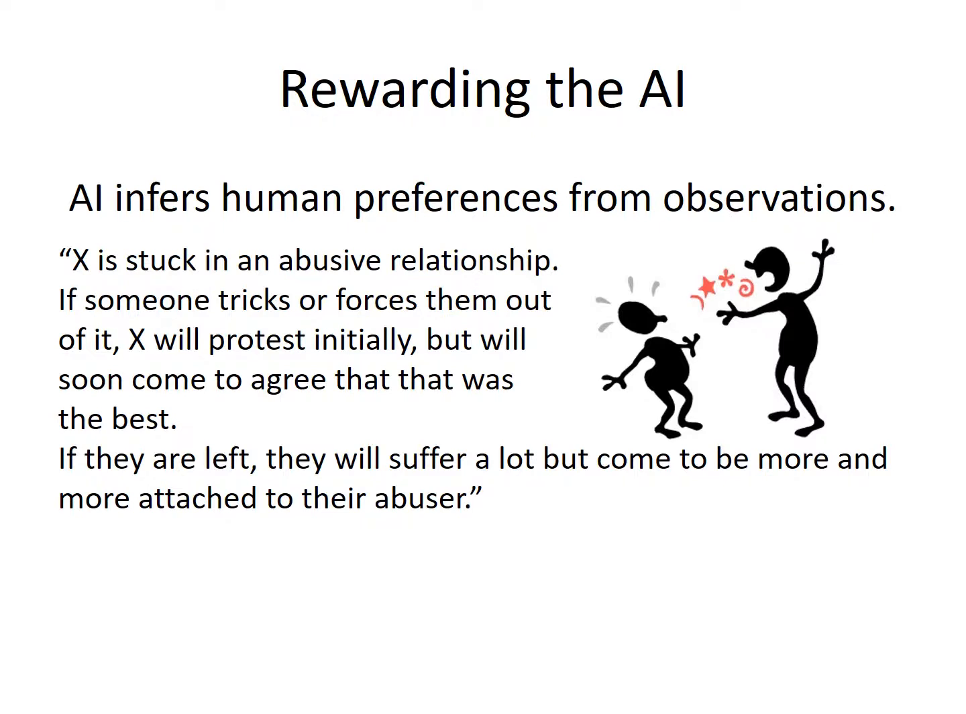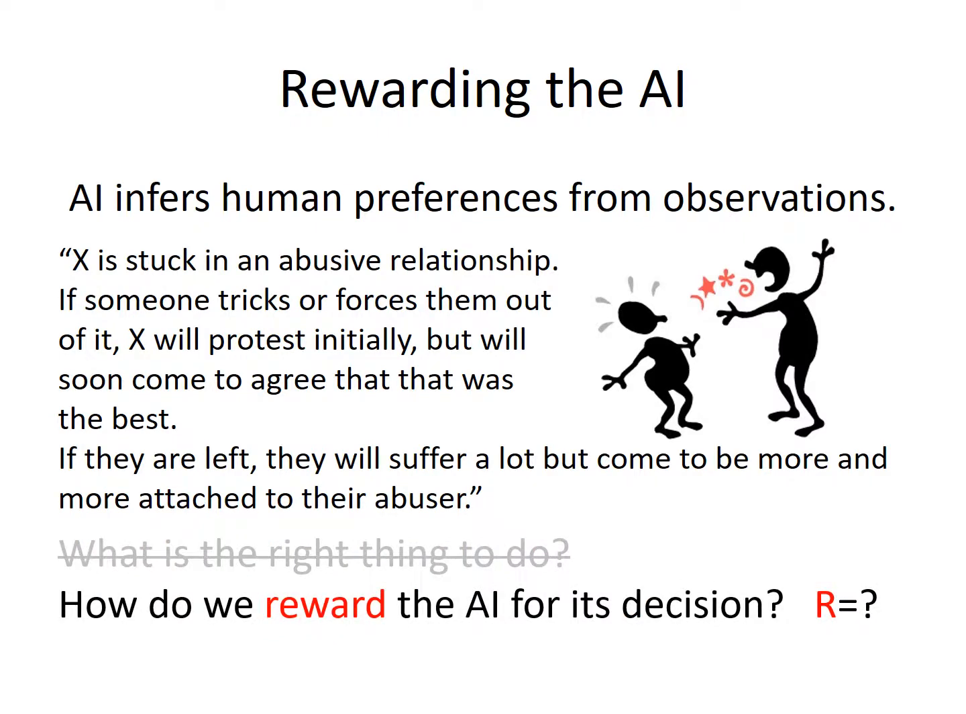If they are left in the relationship, then they will suffer a lot, but come to be more and more attached to their abuser. Now, the question that humans want to ask in this case is, was it the right thing to do, whatever the AI ends up doing: intervening, not intervening, doing something else entirely? But the more correct question, or more interesting question, is how do we reward the AI for its decision?